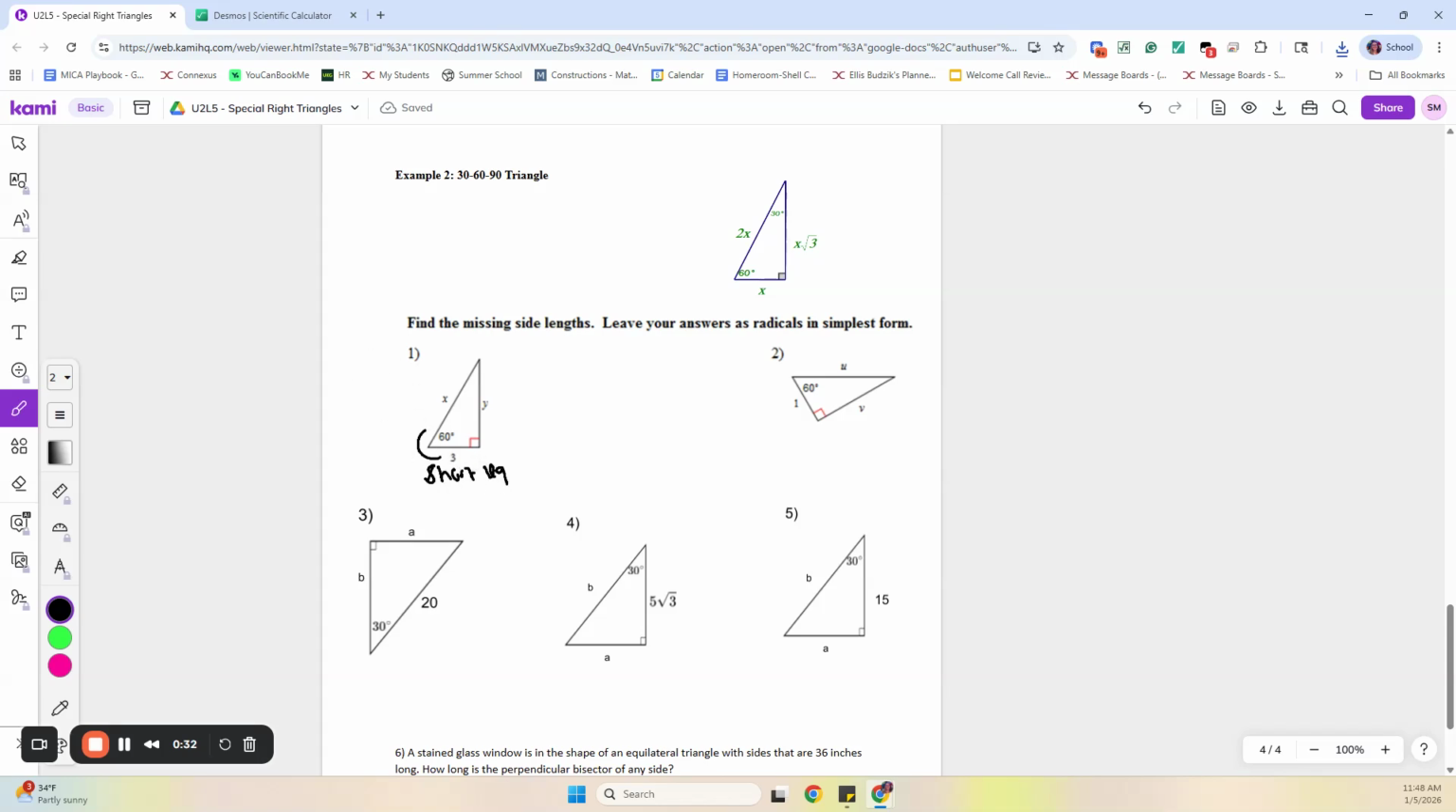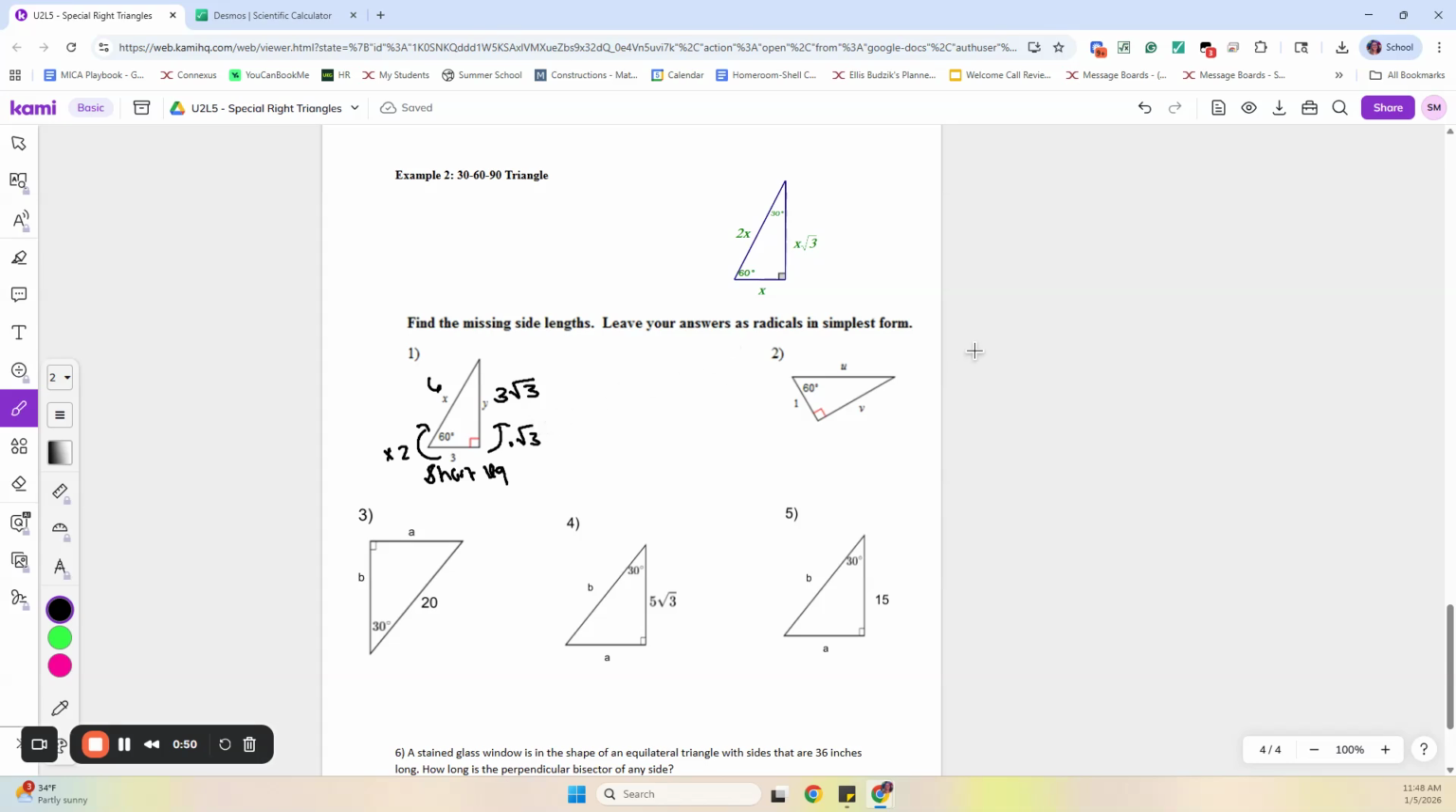So then what I'm going to do for my hypotenuse is I'm going to double it. So I'm going to times it by 2. That's going to be 6 for my hypotenuse. And then for my longer leg, I'm going to times it by root 3. So I'm going to do 3 times root 3, which is just 3 root 3. And that would be my longer leg over here.